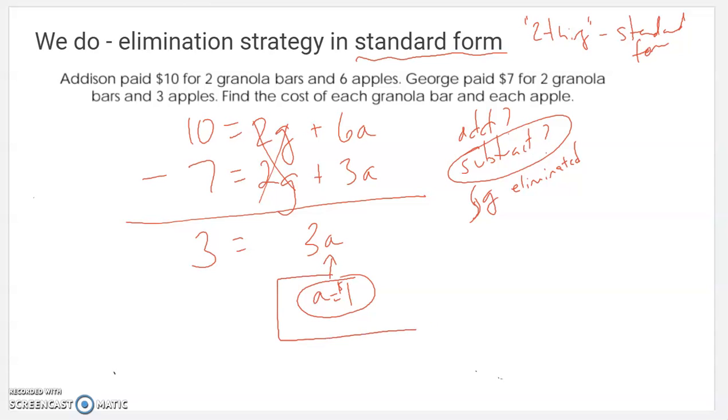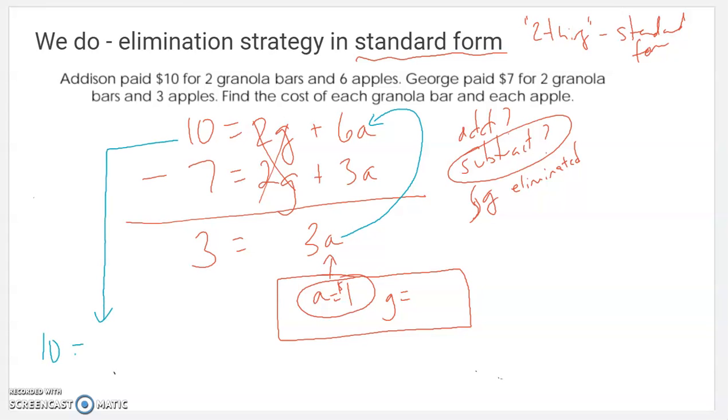Now remember, that doesn't mean we're done. A complete solution is going to have the price of both items, and we've only found A. So what we do now, in order to find G, now that we know A, we go back to either original equation, don't care which one, and put A in where it goes. Right now I know A, that will only leave me G to find, and when there's only one variable, I can find it.